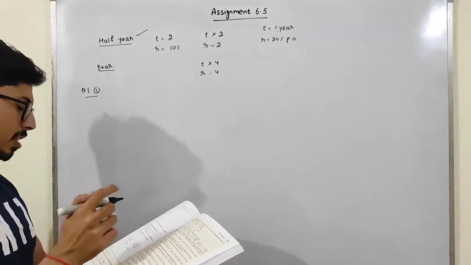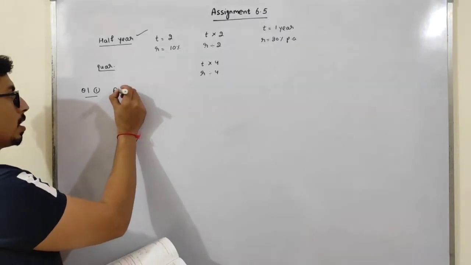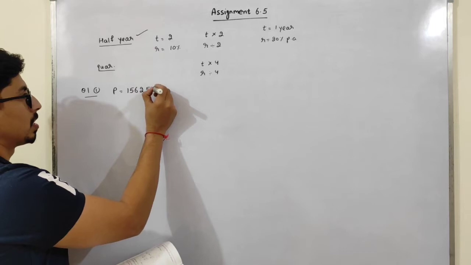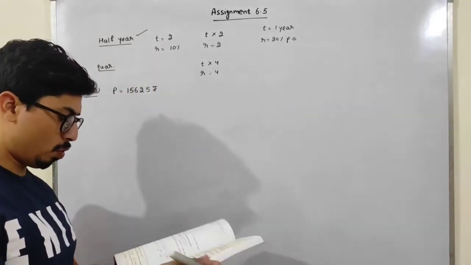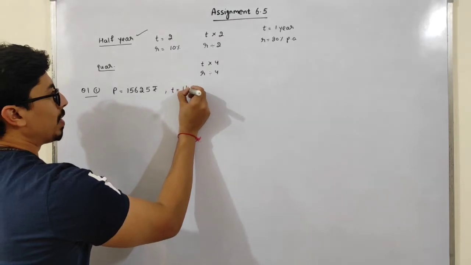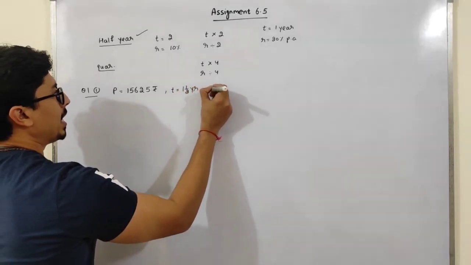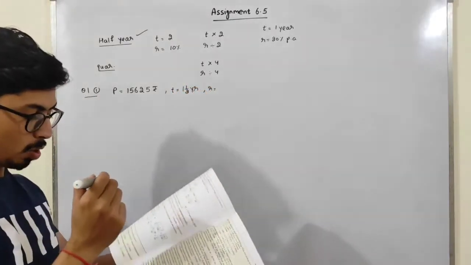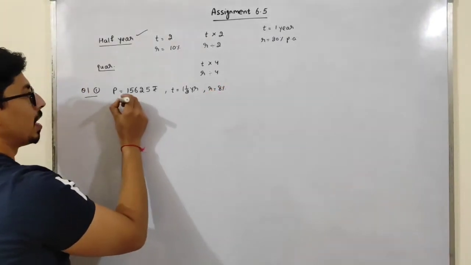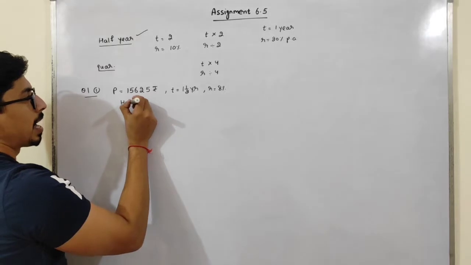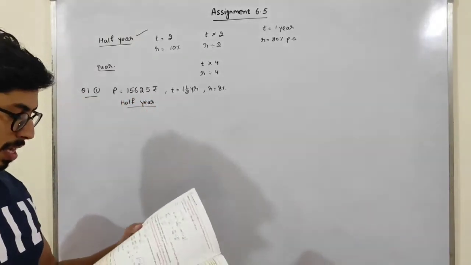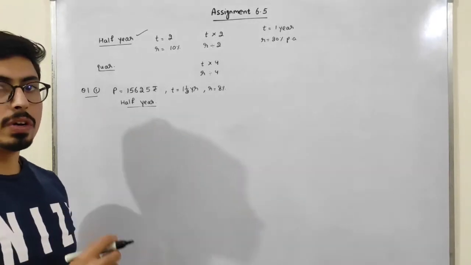The compound interest on 15625 rupees, for time 1 and 1/2 years, rate 8% per annum, half yearly. Half yearly is given, students. I have to find out the compound interest.